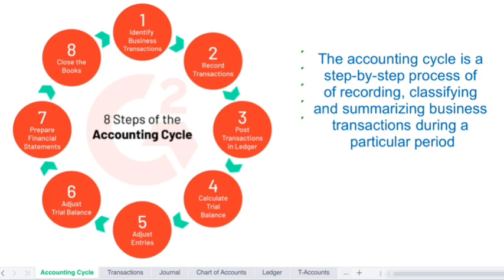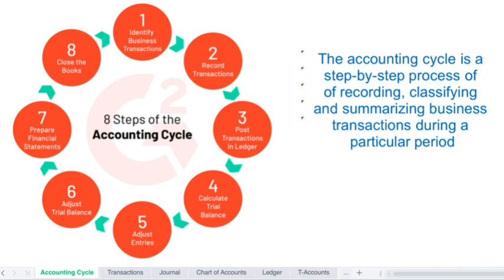All right. So after that is recording transactions. This is the journalizing. After identifying the transactions that should be recorded, we record them to the journal. After that, we will post the transactions or the journal entries in the ledger. And then fourth, we will prepare the trial balance. Fifth, we will adjust the entries. Sixth, we will adjust the trial balance again.